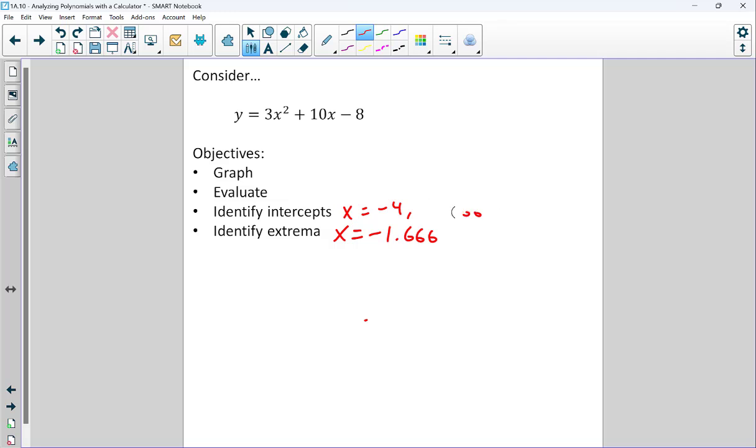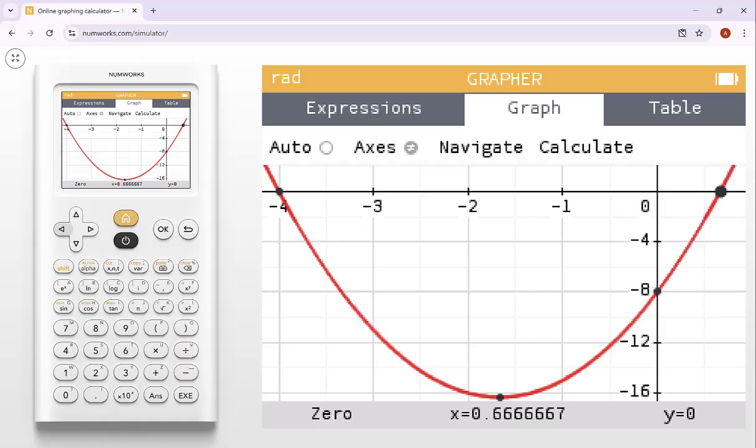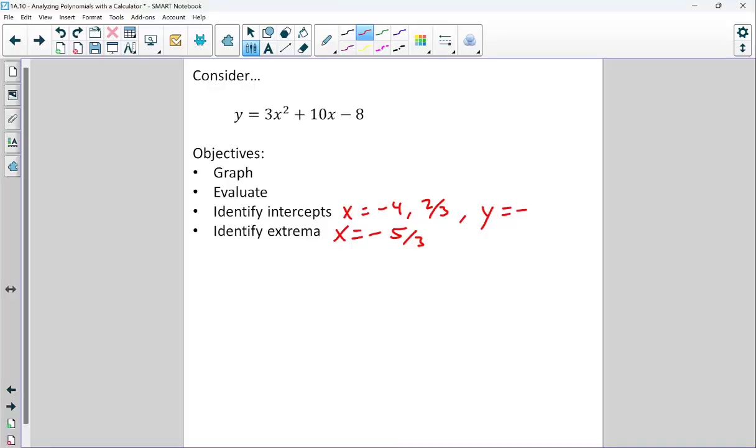Now keep in mind 0.666 repeating, that's just 2/3. So I'm going to write 2/3. Just like negative 1.666, that's just 5/3. You could just write 5/3. That's perfectly fine. And then we also had a y-intercept somewhere. The y-intercept looks like it's at -8. Just to confirm, highlighting it, y-intercept, x equals 0, y equals -8. So the y-intercept is at -8. Of course, the y-intercept is also just the constant term. Given a polynomial, the y-intercept is always the constant term.